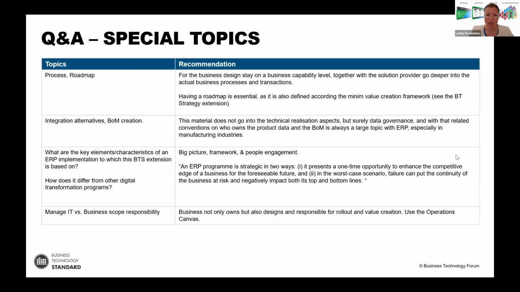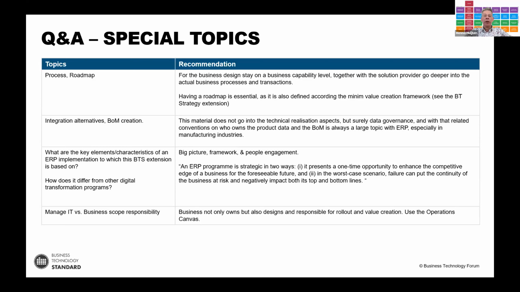And related to the integration alternatives, this material does not go into the technical aspects, but does address the data governance and topics related to that. I have my own experience that this is always a big topic. For example, bill of material creation is especially in the manufacturing industry always a big issue: who owns it, what is the product lifecycle management system versus the ERP, and how are we going to integrate it. These are huge topics, but it's important that with data governance you also start to discuss ownership, and that might help you get this type of topics designed properly.